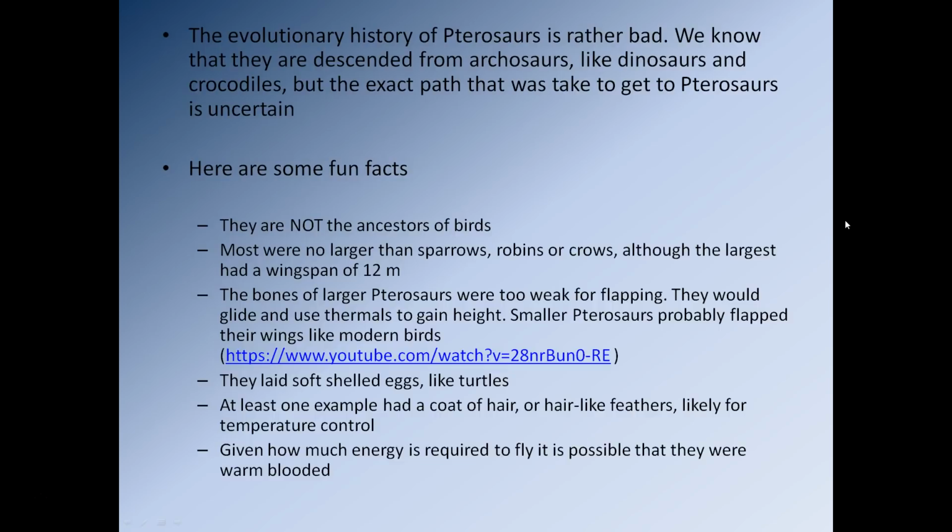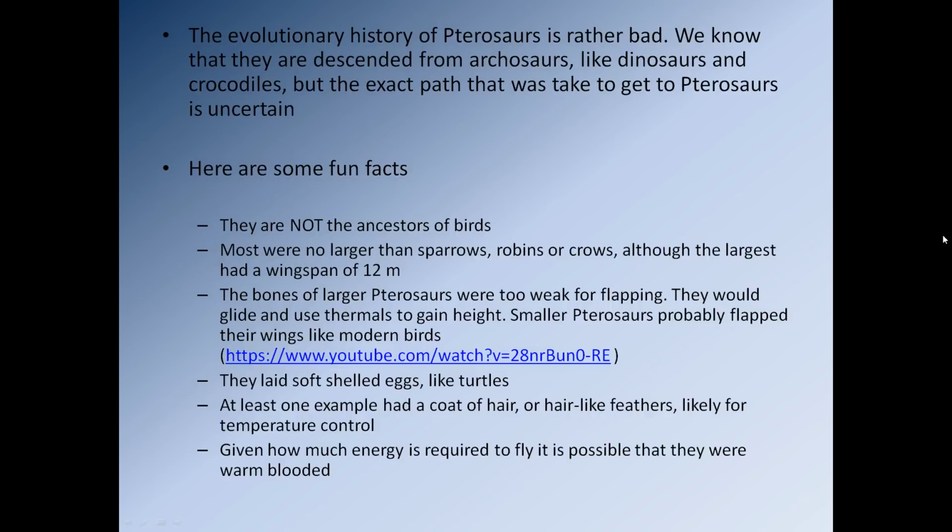So what we now know is that the very large pterosaurs, like this one that had the 12-meter wingspan, would have actually functioned more like an albatross, which is a very big bird. So what they would have done is they would have spent most of their time gliding, and they would have used thermals to actually get higher in the atmosphere.